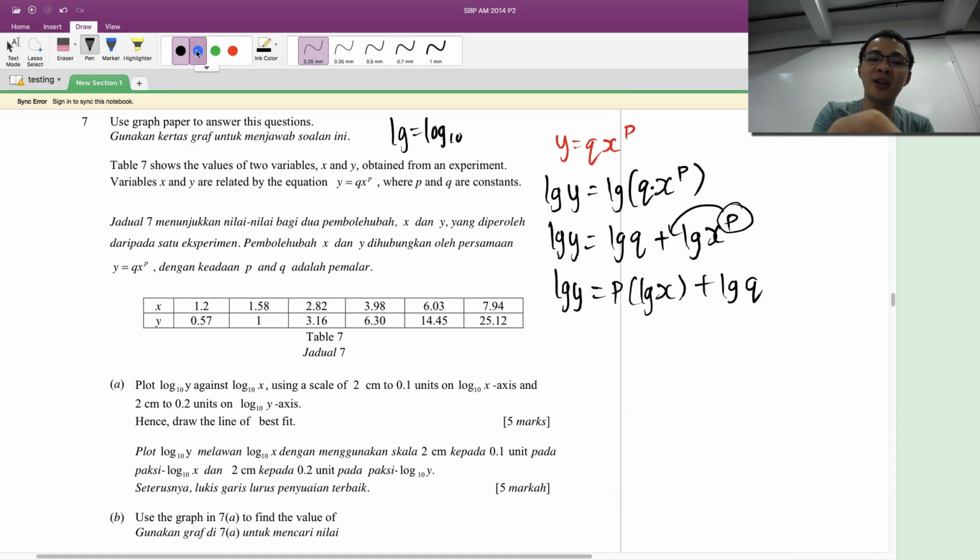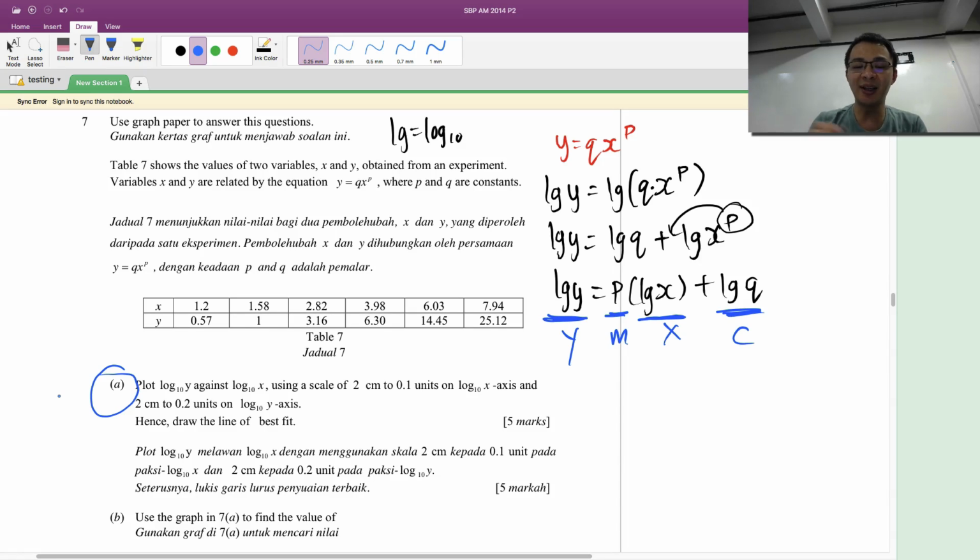So LG y equals p LG x plus LG q. Over here, this is my y, this is my m, this is my x, and this is my c. After I solve the equation, of course I will do exactly what part A asked. But in order to do that, something very important is that you do not have the table for log x and log y. So you have to form a table yourself.